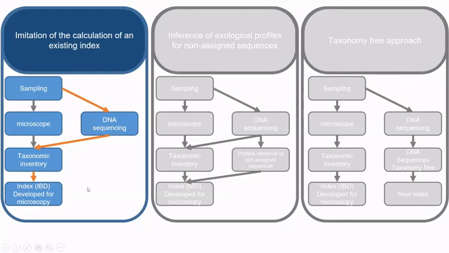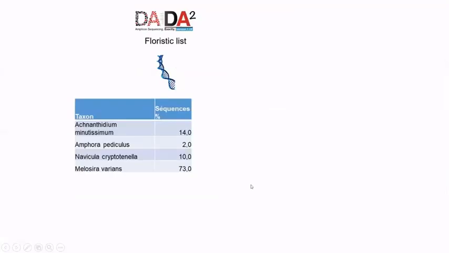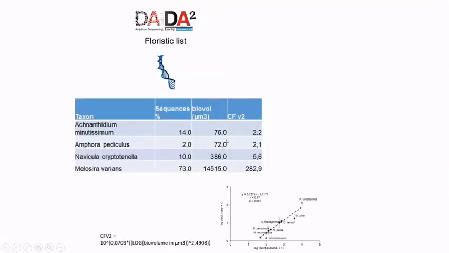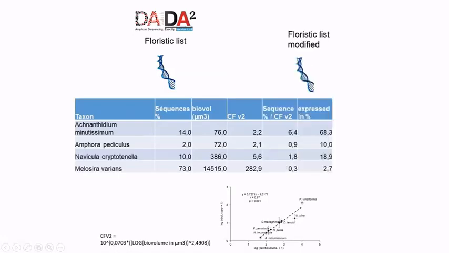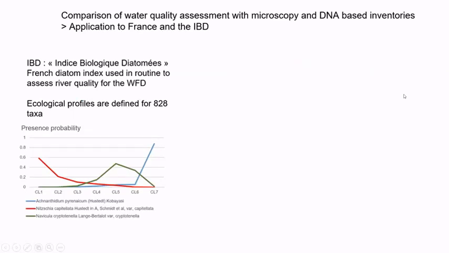So the one that you already saw for Mayotte. So I repeat. We have a floristic list with DNA. We transform it with this correction factor to have a, let's say, modified floristic list, which should look like the microscopic one. So you remember that? Is it okay? Yeah. And here is the floristic list with DNA. So you can see that we have a similar floristic list.